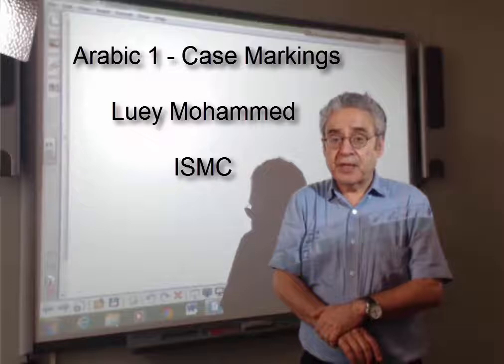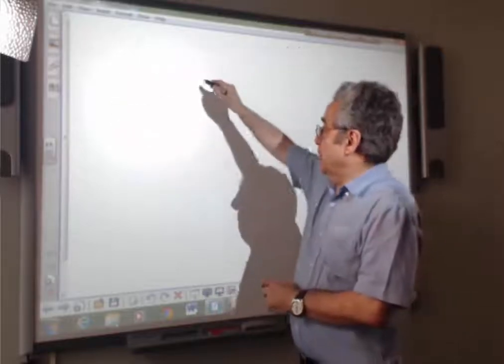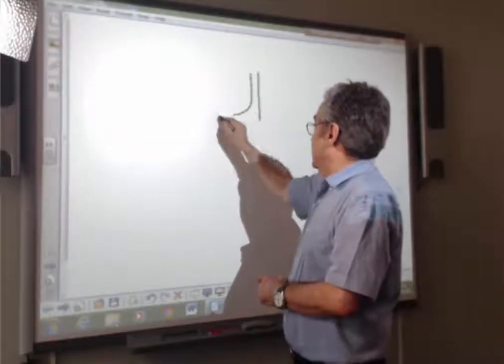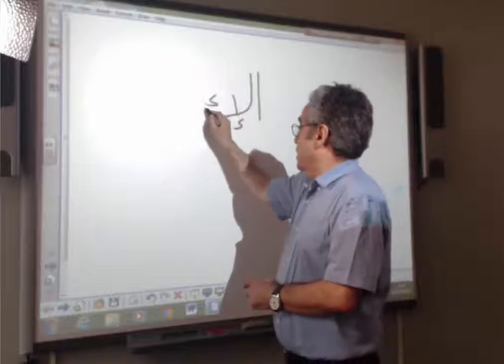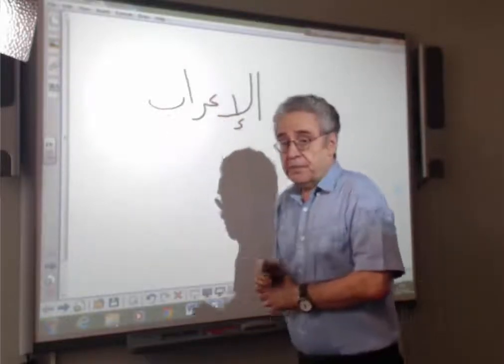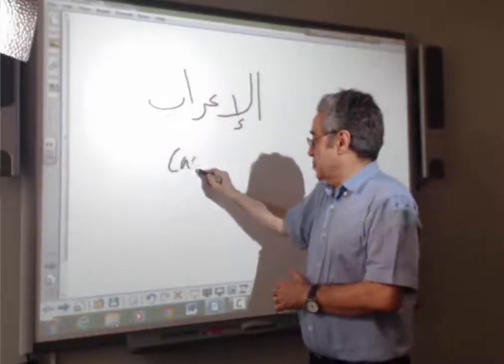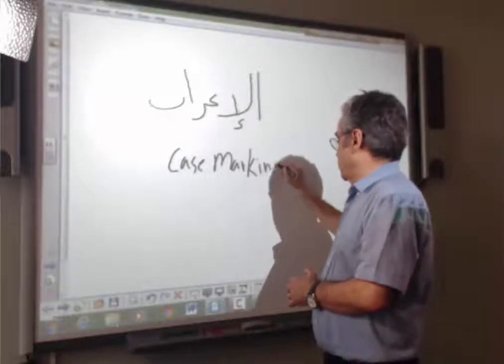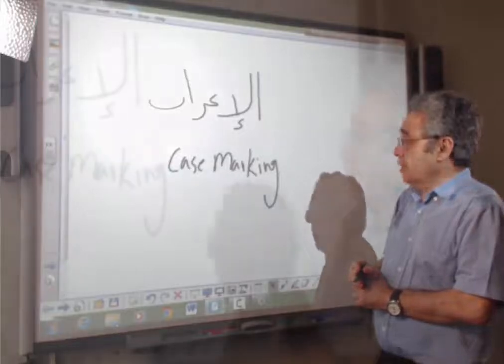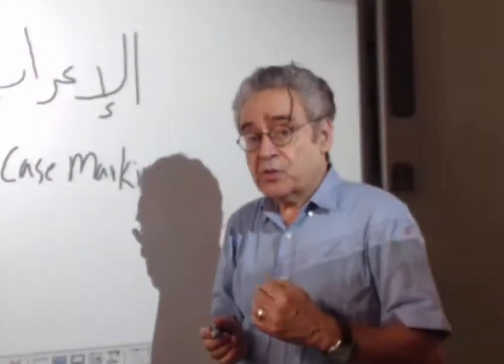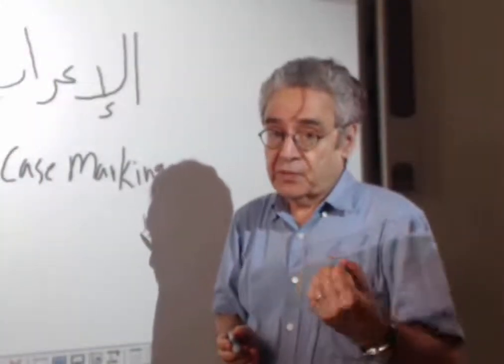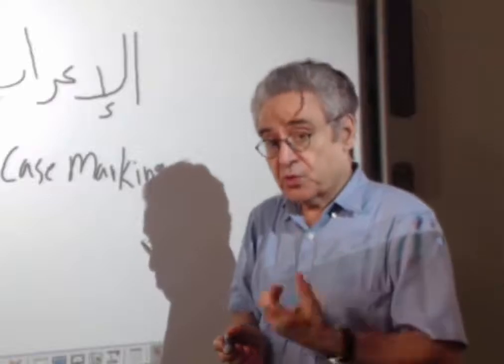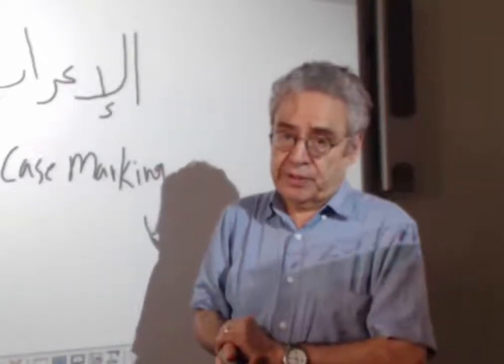We are going to cover also an important topic in Arabic, which is called case markings, or in Arabic, al-i'rab. Al-i'rab, the case marking, is the equivalent. It is the short vowels, or also we have other short vowels, used at the end of the words.